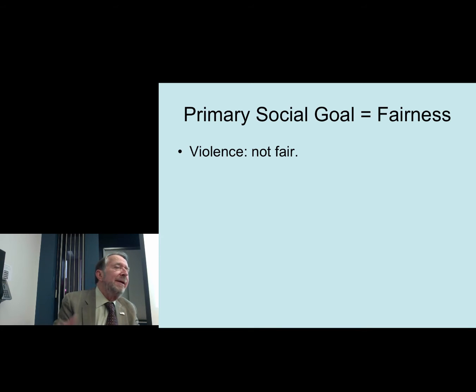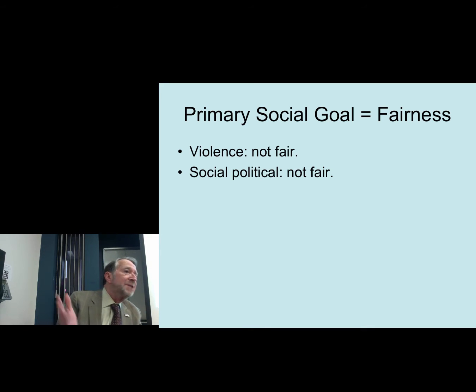Well, violence is clearly not fair because some people are really good at it, others are not. Social political is not fair because people have different skills and different abilities. Some people can swim really fast, so they'd have an advantage if swimming was the method of competition. Some people can argue really well, so if arguing was the means of competition, they would have an advantage.